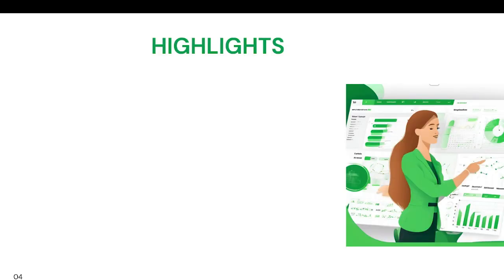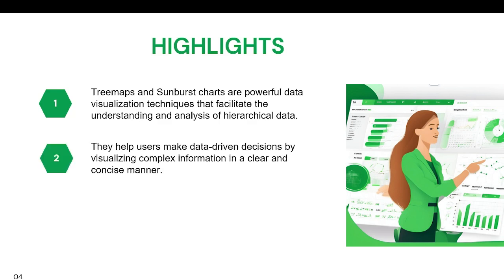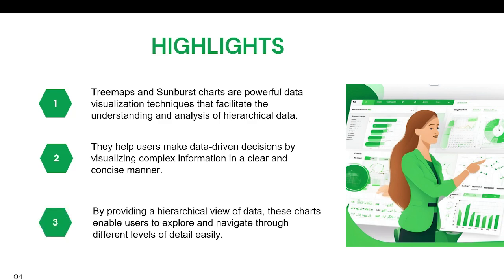Let's understand the highlights of this video. Tree maps and sunburst charts are powerful data visualization techniques that facilitate the understanding and analysis of hierarchical data. They help users make data-driven decisions by visualizing complex information in a clear and concise manner. By providing a hierarchical view of data, these charts enable users to explore and navigate through different levels of detail easily.